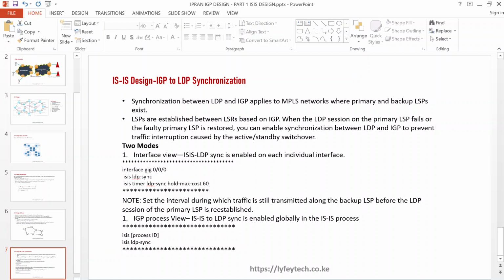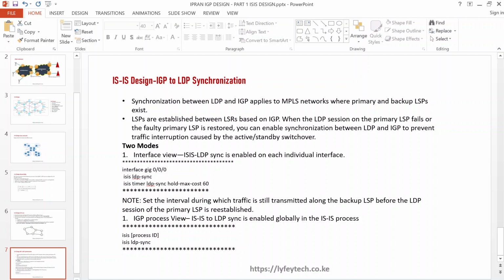So for the LDP IGP synchronization, this one applies to MPLS networks where we have primary and backup LSPs. So remember, LSPs will be generated based on IGP. So once the IGP is up, we have the LSP being generated. But for traffic forwarding, we need to depend on the labels which are assigned by LDP. So when the LDP session on the primary LSP fails, or the faulty primary LSP is restored, you need to enable synchronization between LDP and IGP to prevent traffic interruption.